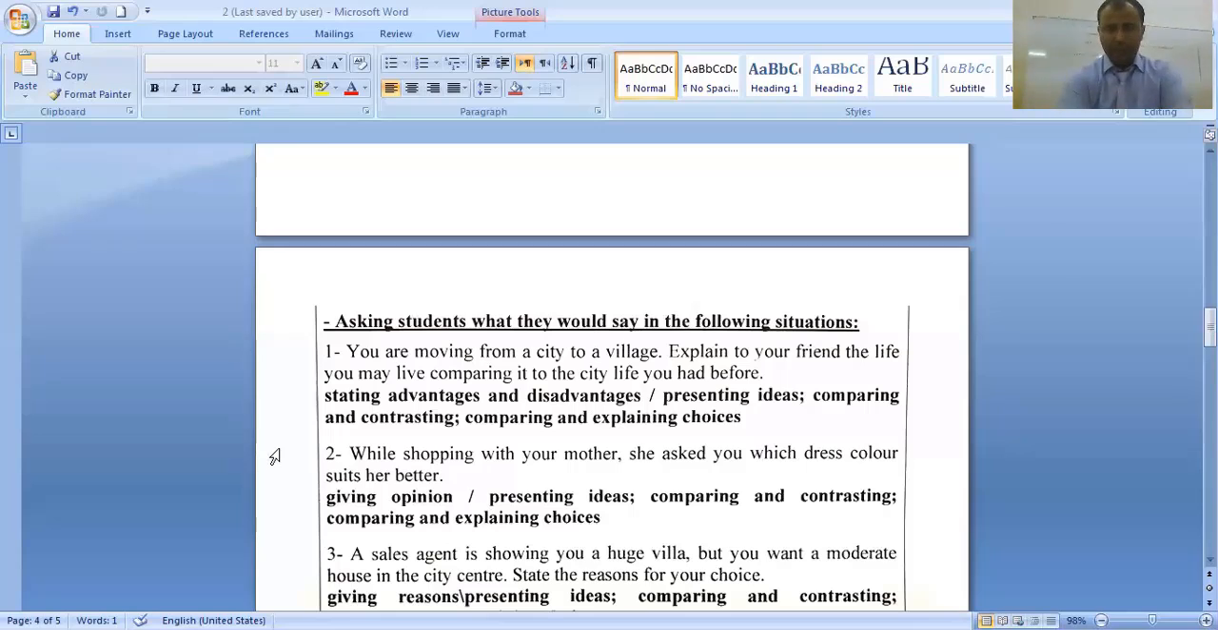Here, number 2. While shopping with your mother, she asked you which dress color suits her better. You went to the market with your mother and she wants to buy a dress. She has two dresses. She wants you to give your opinion.